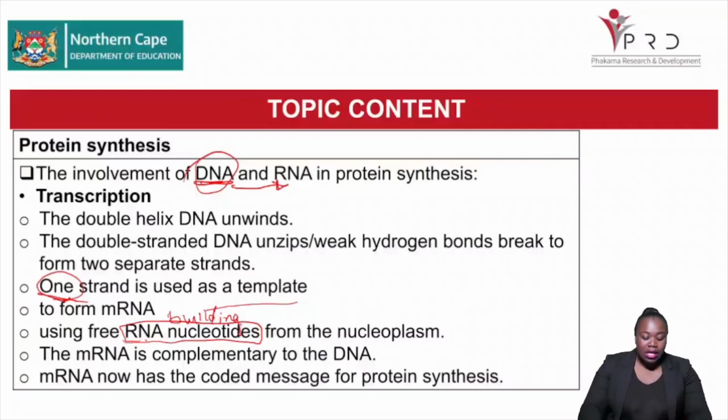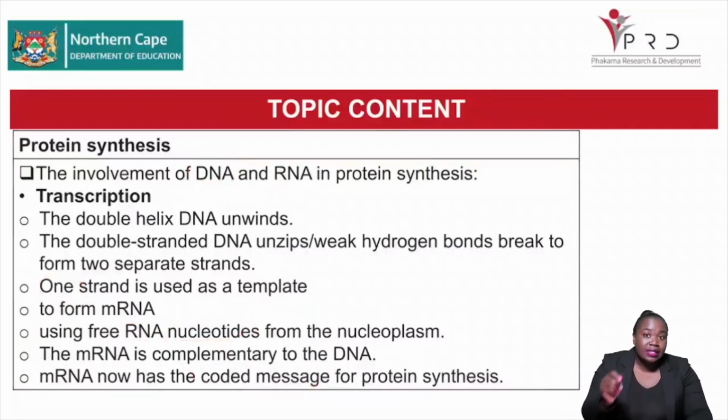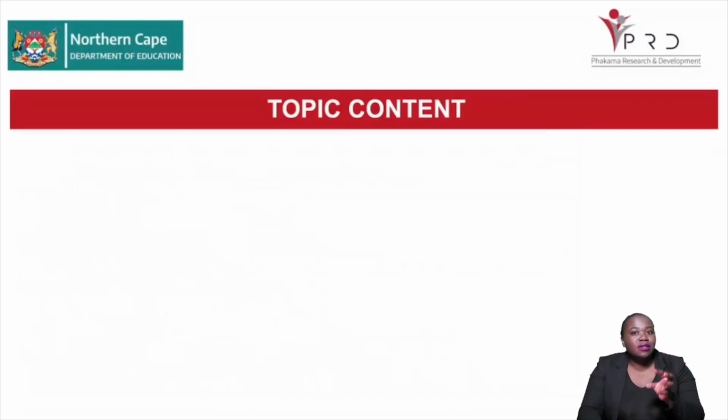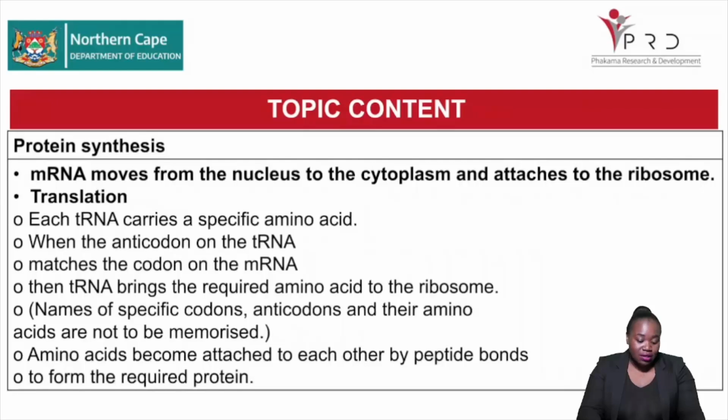And then this mRNA is complementary to the DNA strand that is serving as a template. The mRNA now has the coded message for protein synthesis. This message is the message that was coded for by DNA. So the DNA molecule plays a role by coding for the message that is needed for protein synthesis. Basically, DNA controls protein synthesis because whatever DNA strand you have is going to determine the kind of protein that you have.